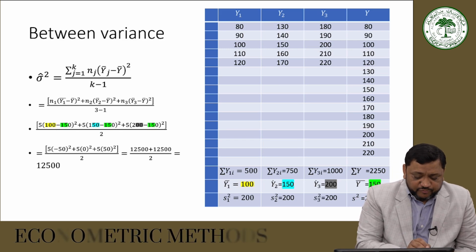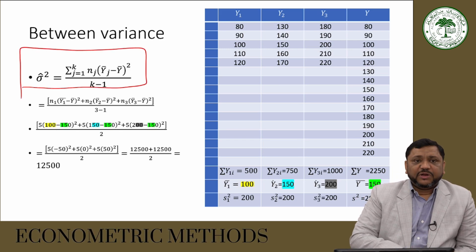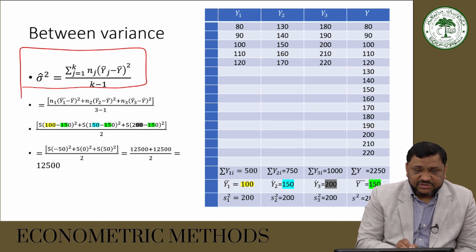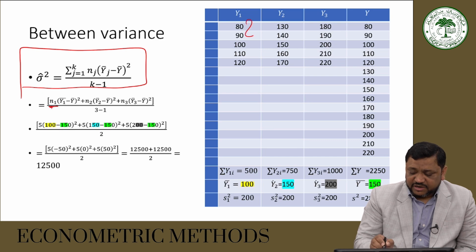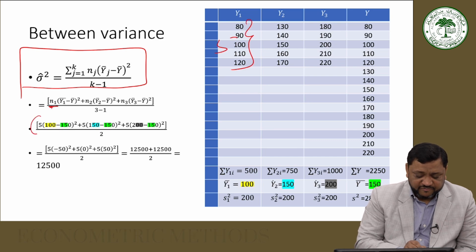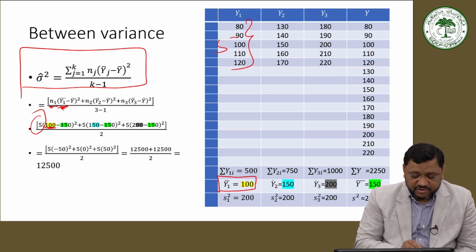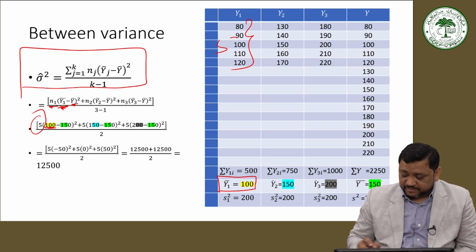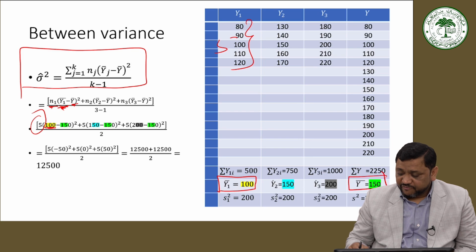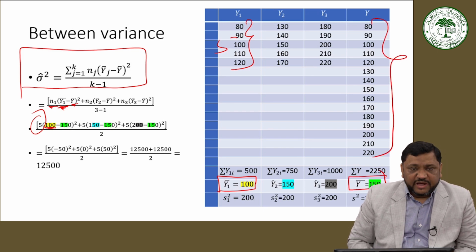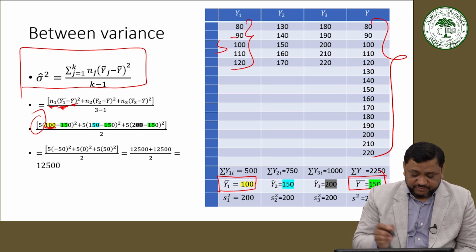So we are just reflecting upon the formula for between variance. When we open up this formula, n1 is 5, so we write 5 over here. Then we have y1 bar, which is 100, so we write 100, minus y bar, which is for all the values taken together, then we square it.